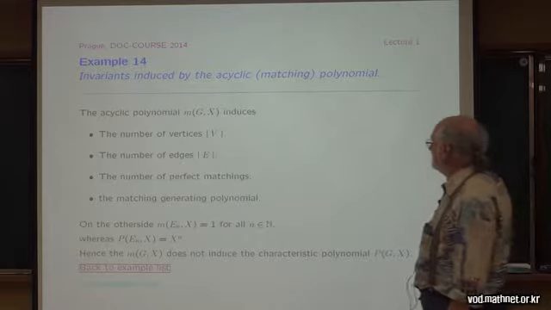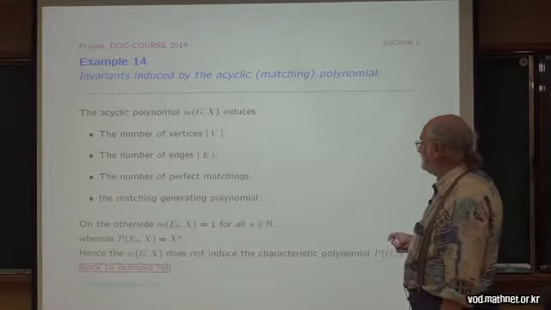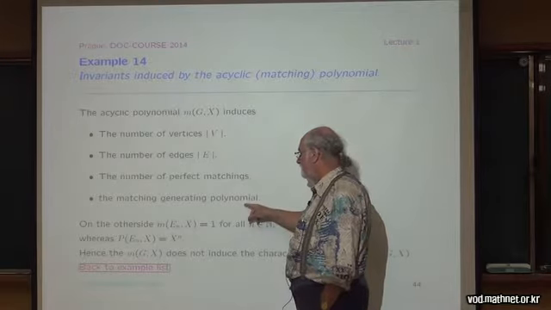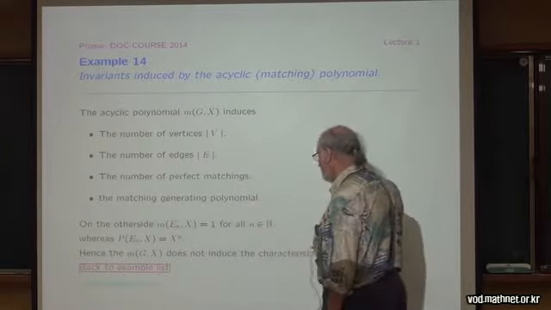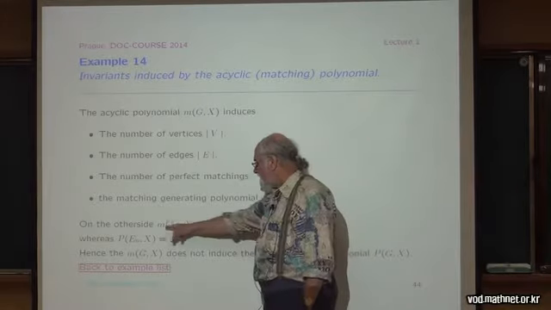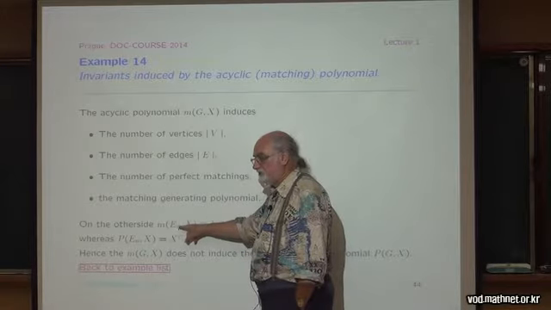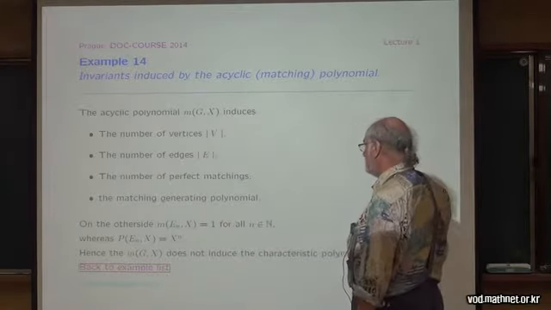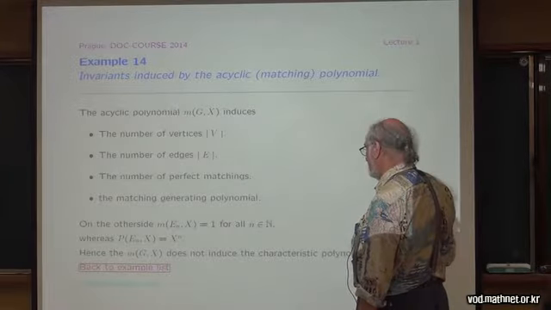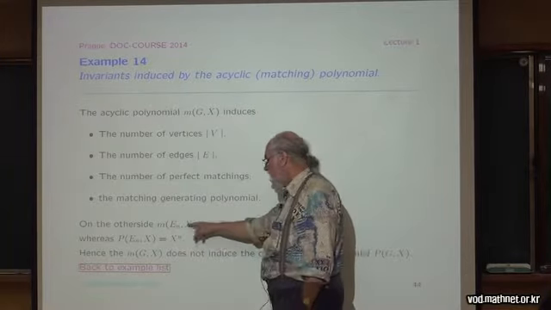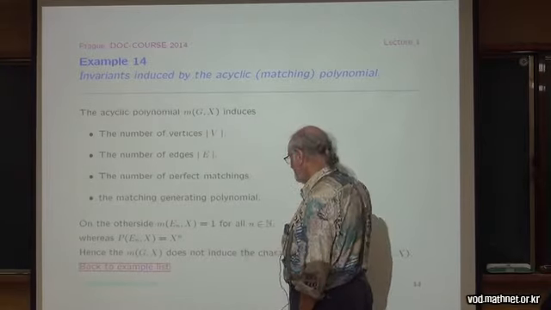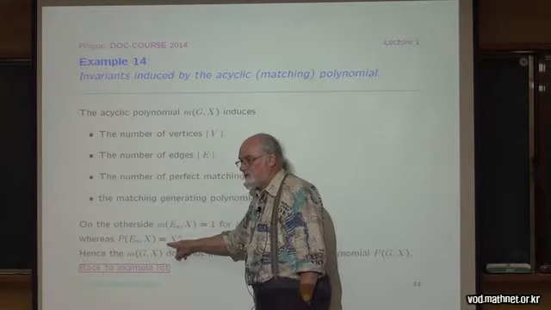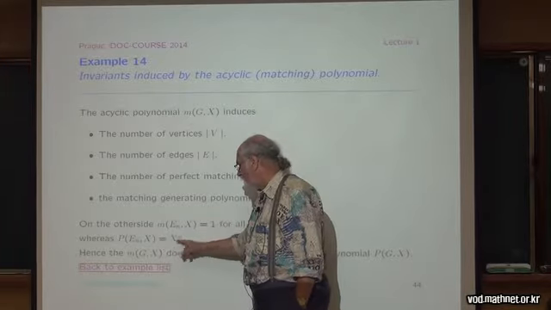Now here is another theorem, the other way around. The acyclic matching polynomial you have seen before again determines the number of vertices, it determines the number of edges, it determines the number of perfect matchings, it determines the matching generating polynomial, but not the other way around. Because if you take the matching polynomial of n vertices without edges, then this happens to be 1 for all n, whereas I want to show that it doesn't determine the characteristic polynomial by doing this computation. Here for this graph, because of multiplicity and disjoint unions, you get 1, and if you compute the determinant and the characteristic polynomial of the corresponding graph, you get x to the n.